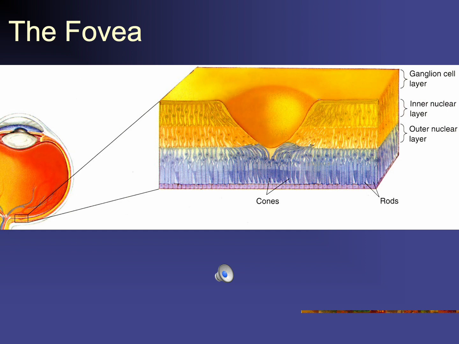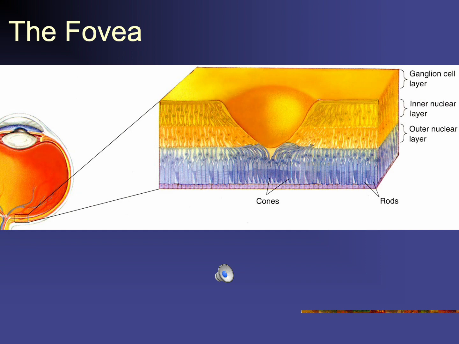The fovea structure allows for a maximum density of cones. And only cones are in the fovea. Now, cones are the more sophisticated receptors that allow for the perception of light frequency and luminance, and they represent our very acute, sharpened vision.